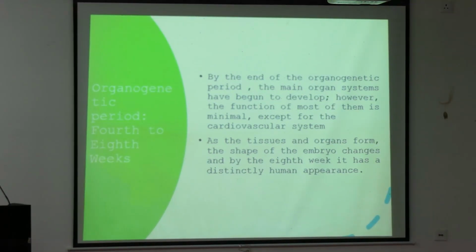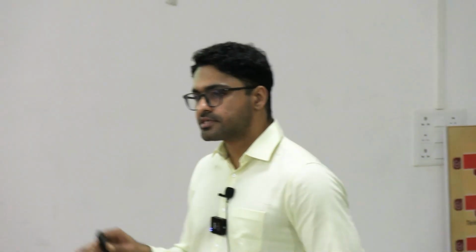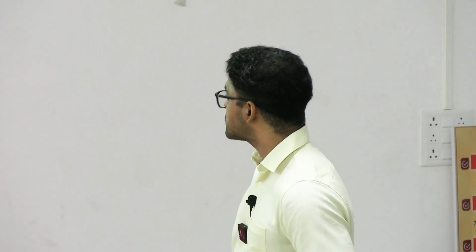So the organogenetic period, from the 4th to the 8th week, is considered the organogenetic period. By the end of this duration, almost all structures have developed, but the function is minimal. Except for the cardiovascular system, nothing much functions in the body, but the basic structure is ready. Now it will evolve into a human body.